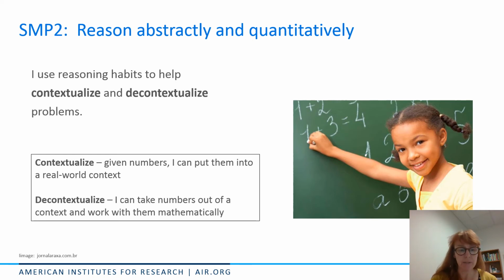Some reasoning habits that I might be working with here would be considering the units that are involved in the problems and the meaning of those quantities as well. I can use numbers and symbols when I want to represent a problem, and I might use properties to help me solve it as well. Throughout the whole process, I'm comfortable moving between those numbers and symbols and the words that describe the problem situation.